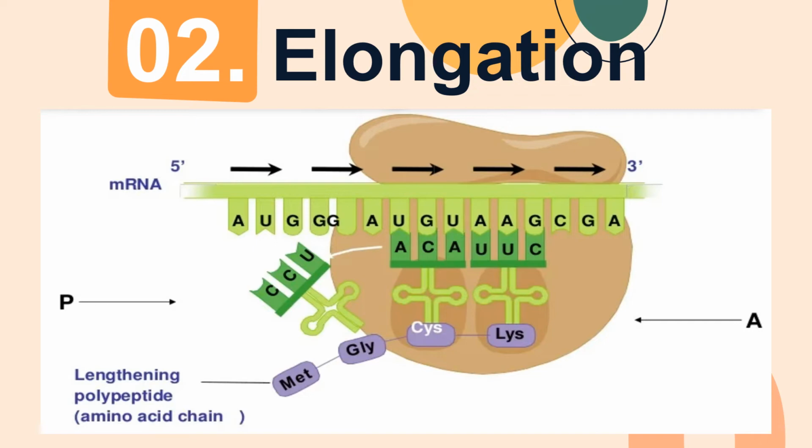When the large subunit joins, the tRNA bound to the start codon will be found in the P site. The next tRNA carrying the appropriate amino acid then associates with the mRNA in the amino acid site.